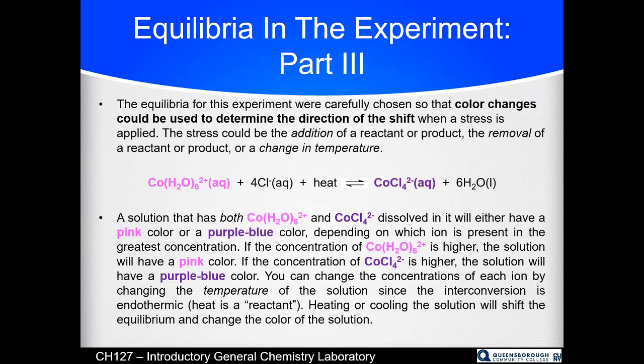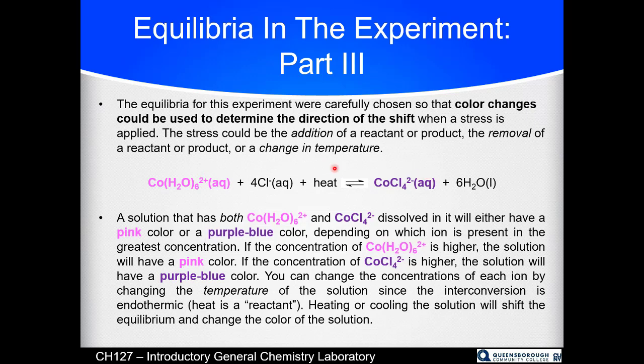In part 3 of the lab, more complex ion chemistry, cobalt hexaaquo ions look pink in solution, but cobalt 2 tetrachloride ions in solution, the complex ion CoCl4 2-, still has cobalt +2 ions as part of this complex ion, and is a purple-blue color. By adding one of our reactants, chloride, or by adding or taking away one of our reactants, heat, increasing or decreasing the temperature, we can influence this endothermic equilibrium to shift left or shift right.